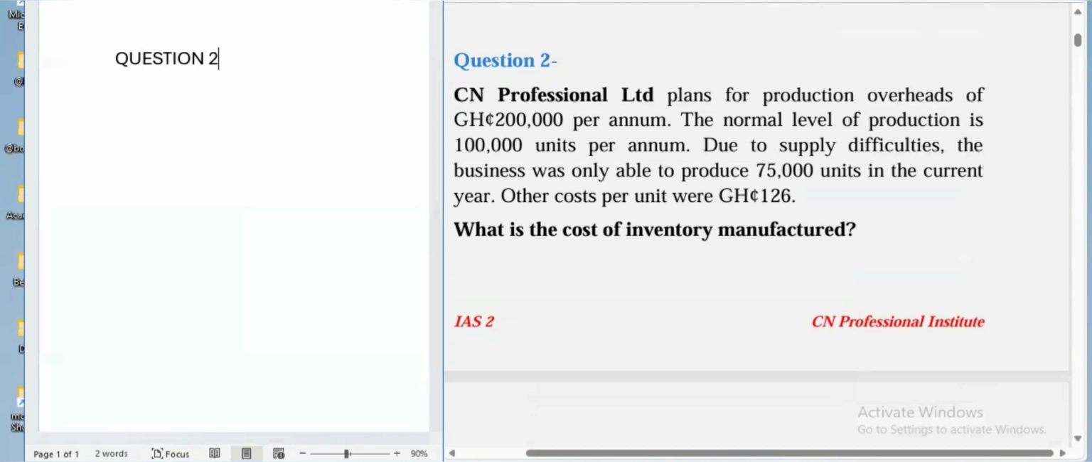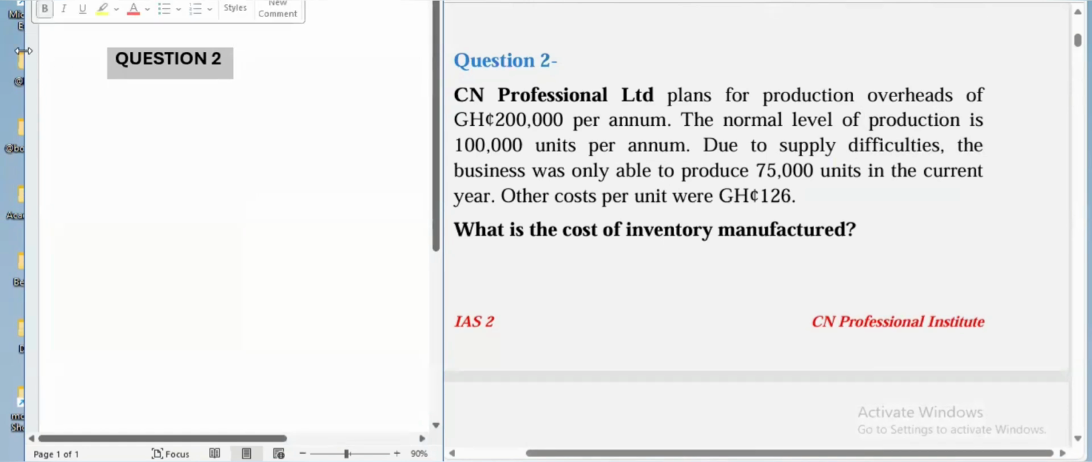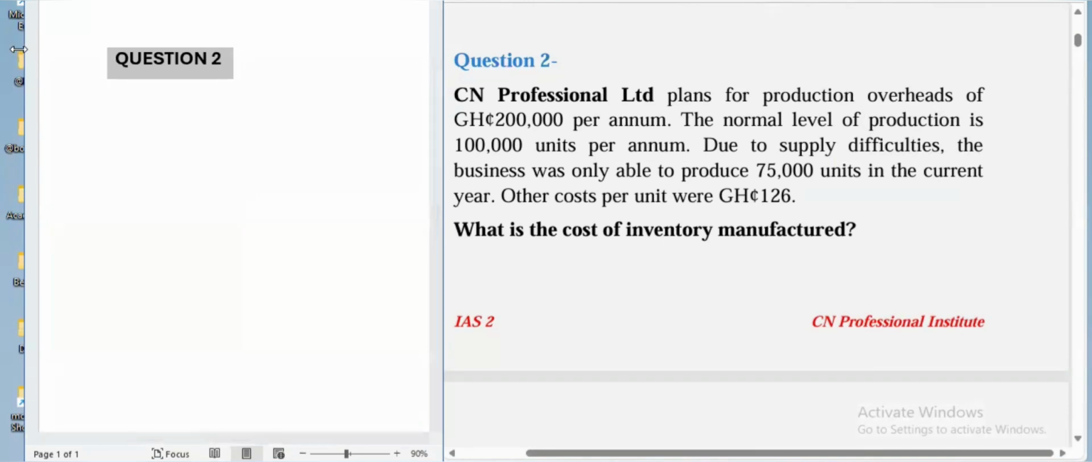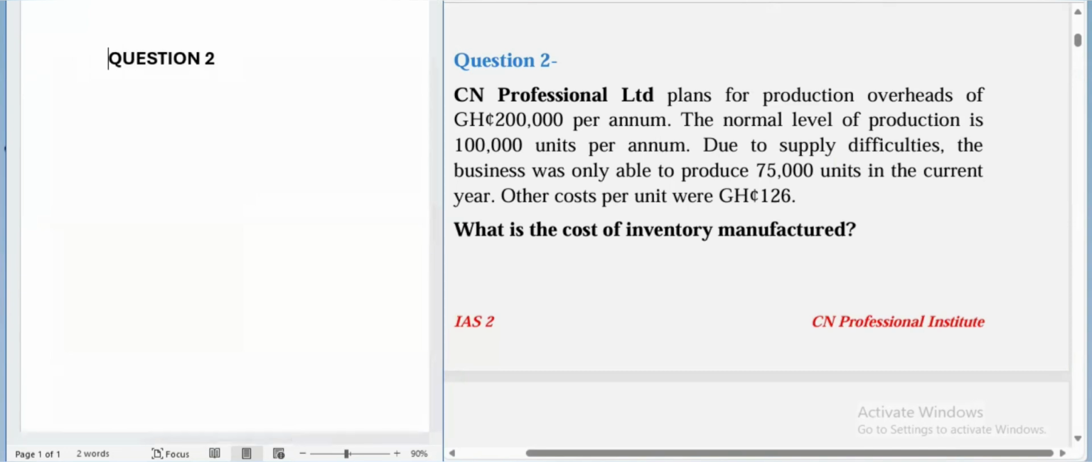So question 2, yeah. Okay, let me bold in this. So let me drag this one to here a bit. Okay. So let's continue. Good. Now let's look at the question.